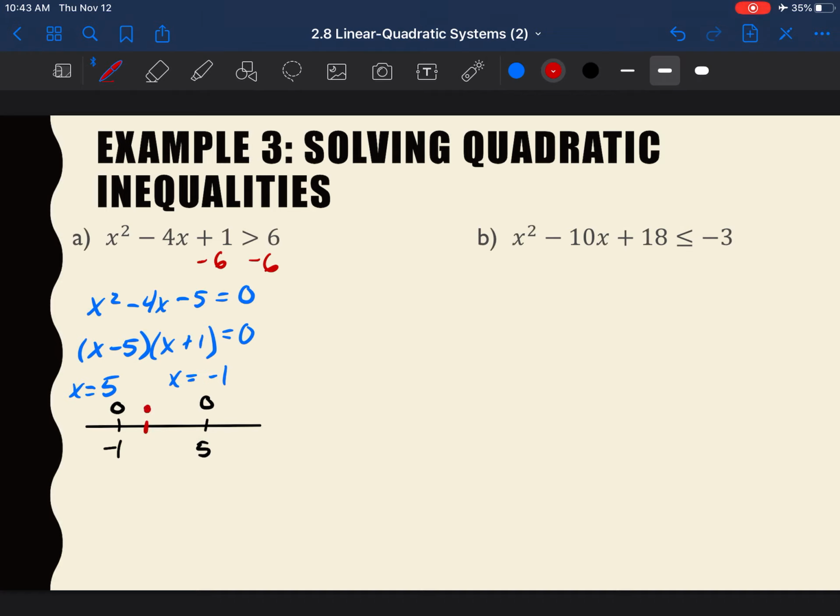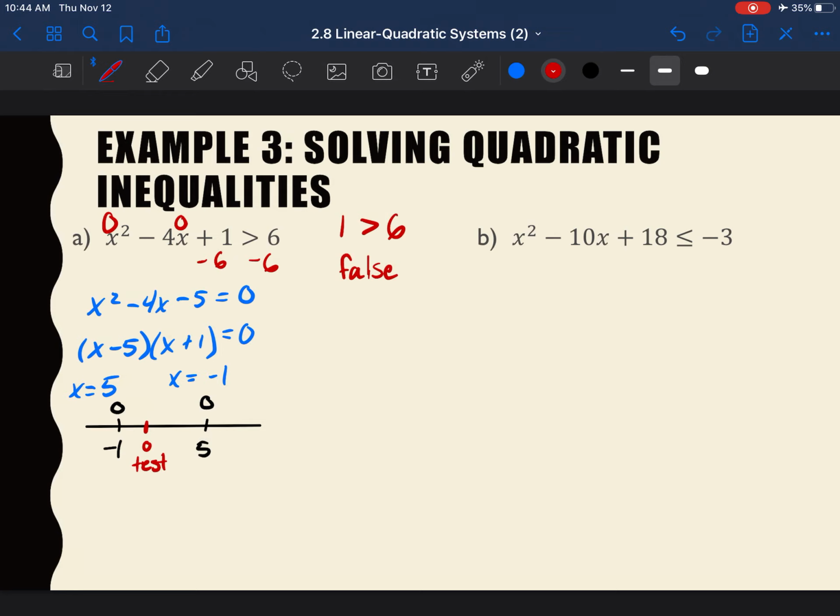So let's test a 0 to see if that works. So that's our test value, 0. So if I plug a 0 into this inequality, so I'm going to plug a 0 in for x and plug in a 0 for x there. So then it's going to be 0 minus 0 plus 1 is greater than 6. So if I solve that, I would end up getting 1 is greater than 6. And then you have to ask yourself, is this a true statement or not? 1 is greater than 6? No, that's false.